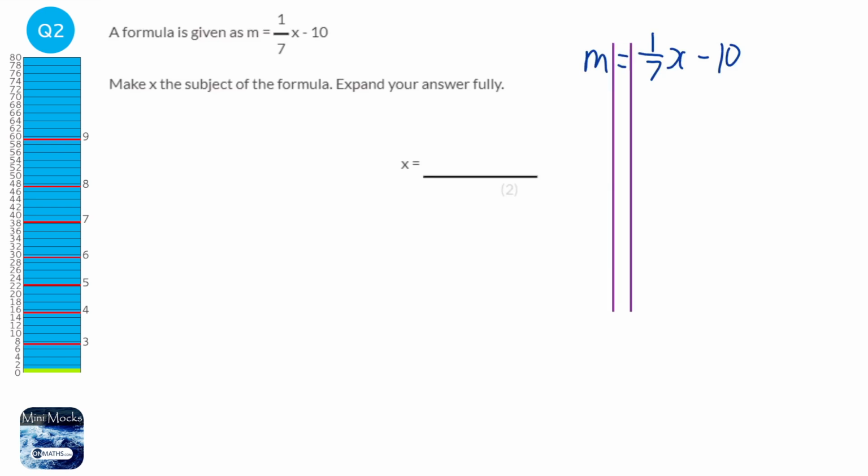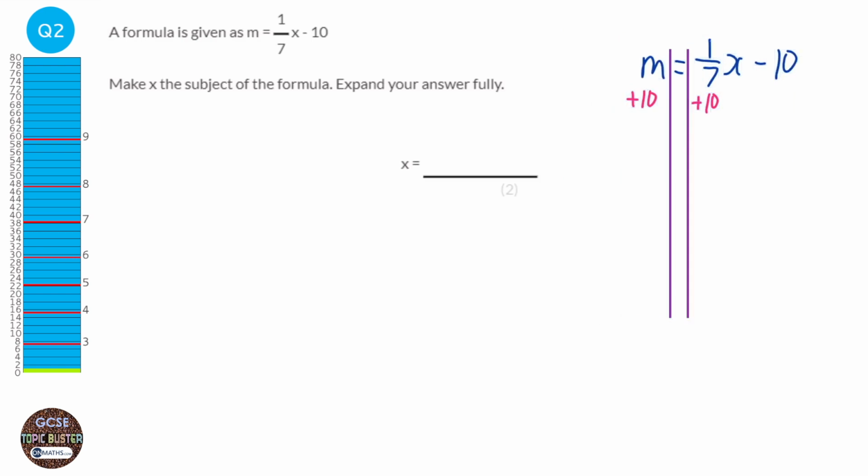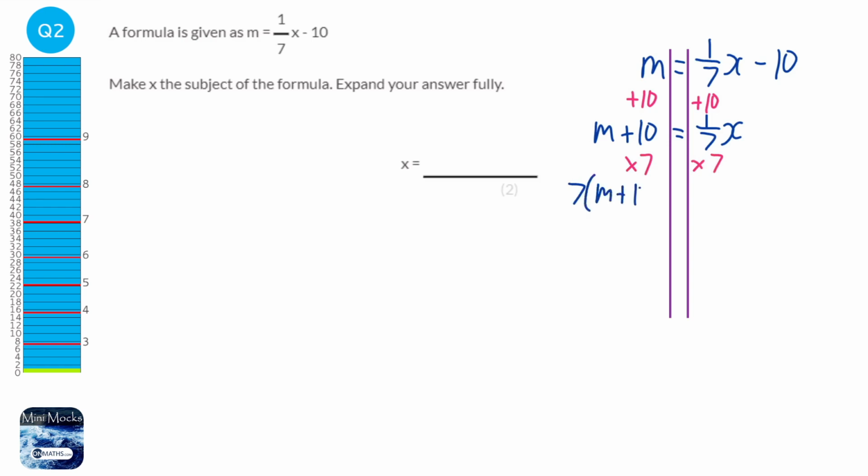Okay, we're asked to make x the subject, so we're going to first of all add 10 to both sides. In fact, I'm just going to move all this over a little bit so I've got a bit more space. Okay, so we're left with m plus 10 on the left hand side, and we've got 1/7 x on the right hand side. Now, to get rid of the 1/7, what I can do is just times both sides by 7. So 7 brackets m plus 10 equals x. So x therefore would equal 7 brackets m plus 10, but it says to expand your answer fully, so we're just going to expand the brackets.